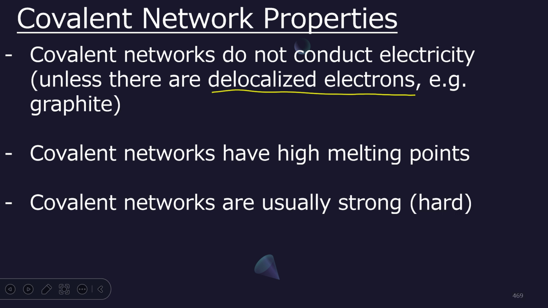So covalent networks are usually strong and hard. There are some exceptions to this. Like you probably know, graphite is used in pencils, and it's fairly soft, right?